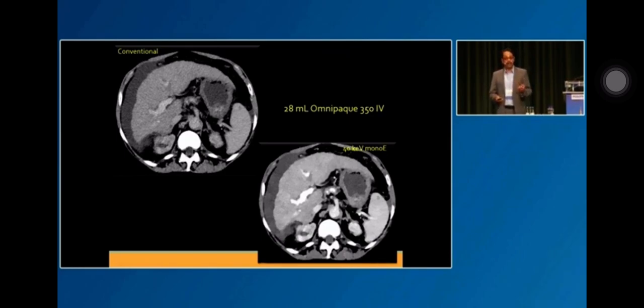A lot of institutions in the US were canceling or postponing outpatients. We did not cancel one scan. We scanned everyone. We just saved our contrast by using ultra-low dose protocols.